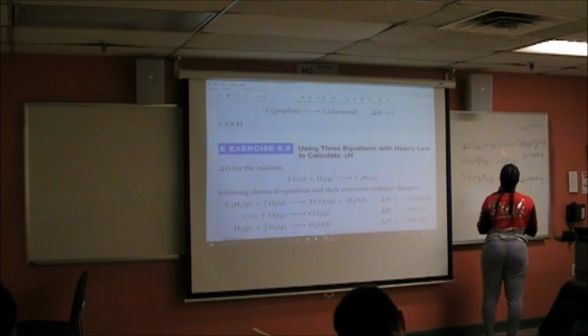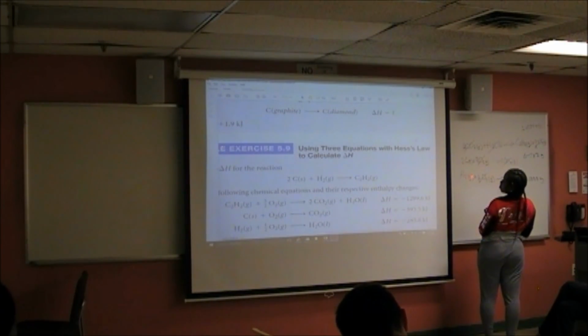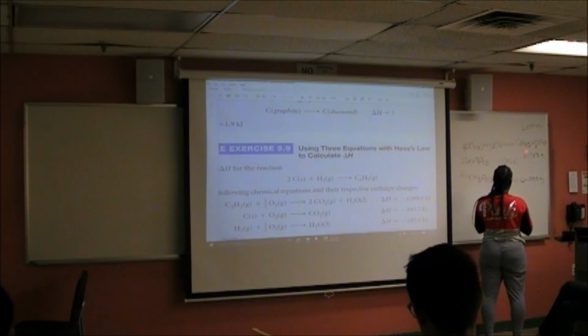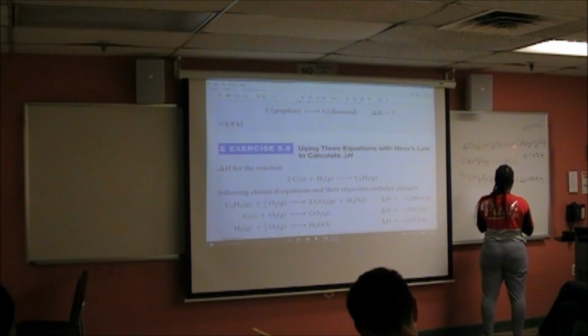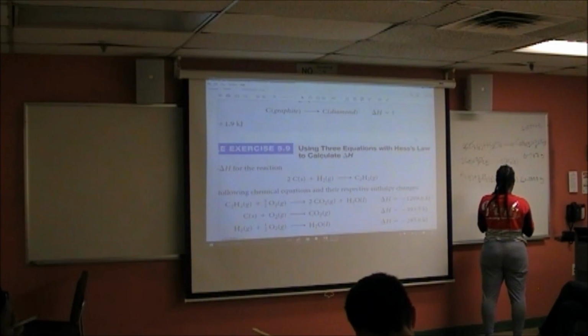Right? So now all you have left is what you need: 2 carbons, hydrogen gas, and your acetylene. So you don't have to mess with this after you've done your manipulation. All you have to do is add up your entropies. Is it always going to be like that? Yes. So you can multiply, you can divide, all that in order to get the equations that you have to look like the equations that you want.